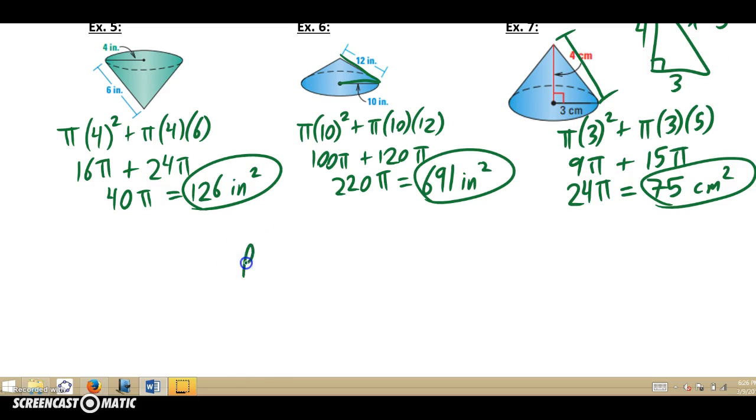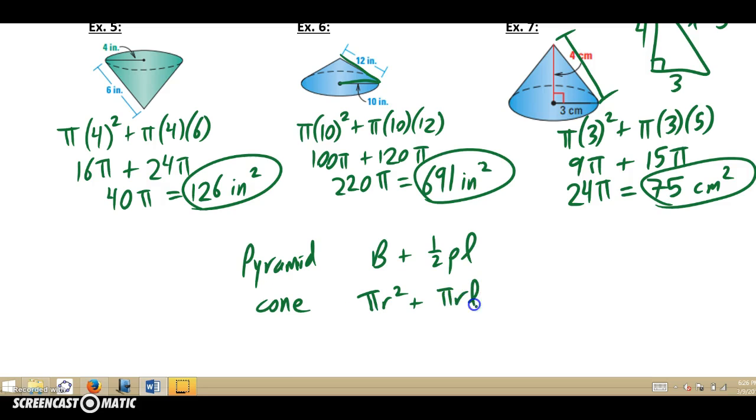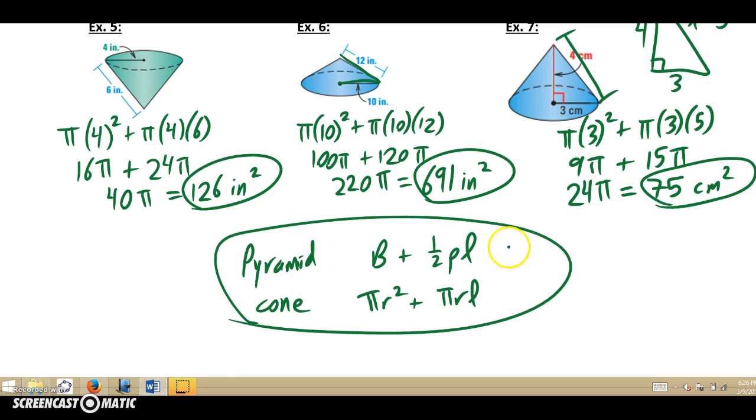Again, pyramid, you just have to be careful. It's base plus 1/2 perimeter of the base times the slant height. And for a cone, it's basically the same thing, pi r squared plus pi rl. They're the very same formula. It's just the cone has a circular base, and a pyramid could really have any base it wants. Okay? So those are the formulas you'll need. Just be careful. Remember, sometimes you might have to use Pythagorean Theorem to find the slant height, and everything should be good.